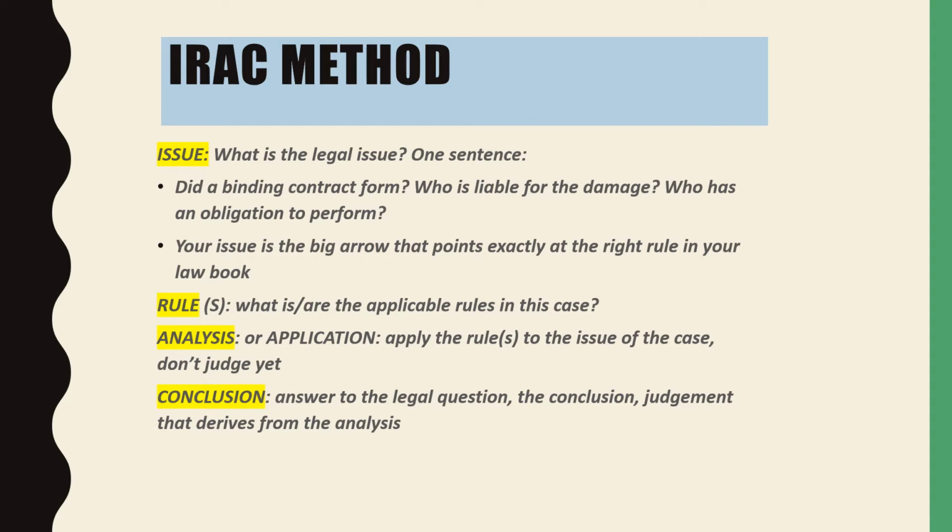In the end, we reach a conclusion. Your conclusion gives you the answer to your issue. Because your issue, maybe you noticed, it's always a question. Did a binding contract form? Who is liable for the damages? The conclusion is an answer to that. If you read a verdict, it's like really the verdict of the judge, where he explains, this is my settlement, this is what I think should happen, and also explains why. We are also going to do that with cases of contract law.